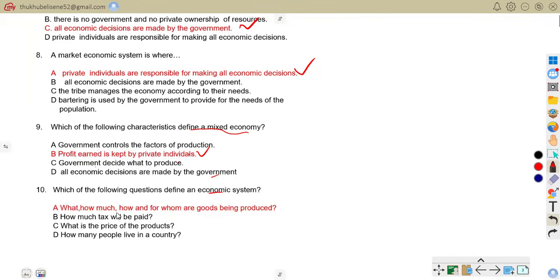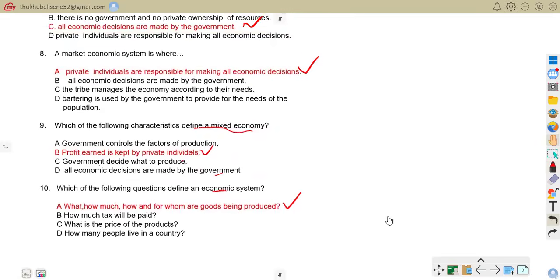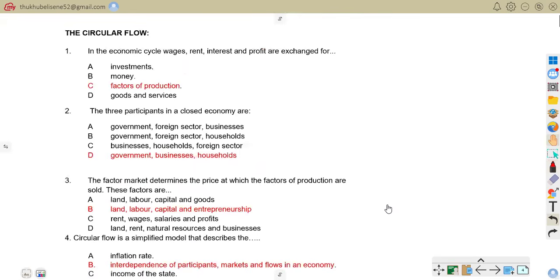What, how much, and how and for whom are goods being produced? So that is the economic system. It's all about what to produce, how to produce, and for whom to produce. So that is that. Now let us move on to circular flow.